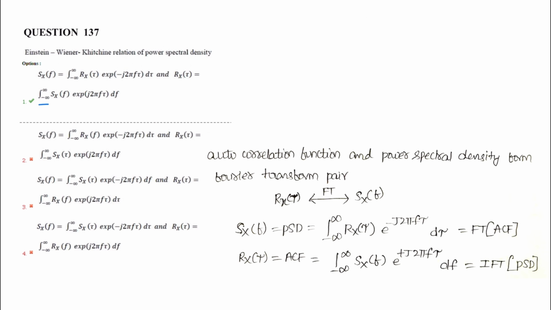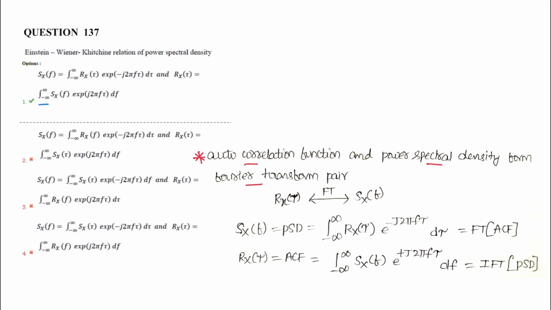Question number 137. Einstein-Wiener-Khinchin relation of power spectral density is. We know that autocorrelation and power spectral density form a Fourier transform pair. That is, the Fourier transform of autocorrelation is power spectral density, that is the integral from minus infinity to infinity of Rx of tau e power minus j 2 pi f tau d tau is the Fourier transform of autocorrelation, which is the power spectral density. Similarly, the autocorrelation function is obtained by taking the inverse Fourier transform of power spectral density. The correct answer is option 1.